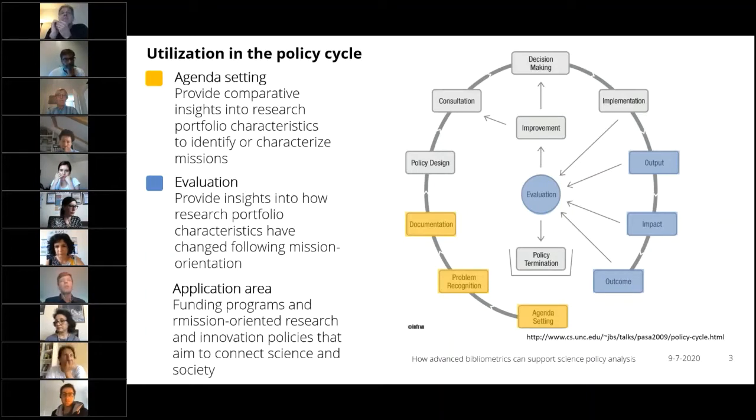And at the same time, which is a little bit less stressed in the policy brief, but is equally important in my view, they can also have more of a light evaluative function. Not in a very strong success or fail type of way, but in a way that you can follow those research portfolio characteristics over time, and see whether some of these portfolio characteristics change following an intervention that focuses on more mission orientation. Now, the application area, I think, is very much looking at specific funding programs and other mission-oriented research policies and innovation policies that aim to connect science and society.